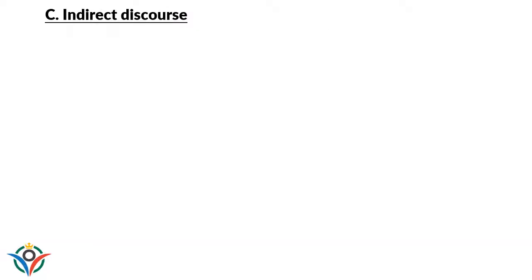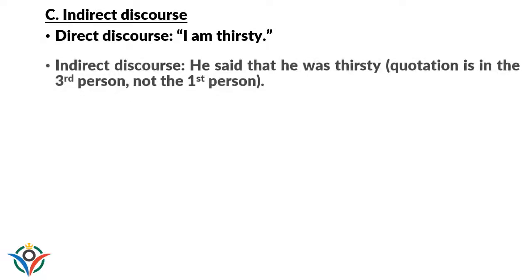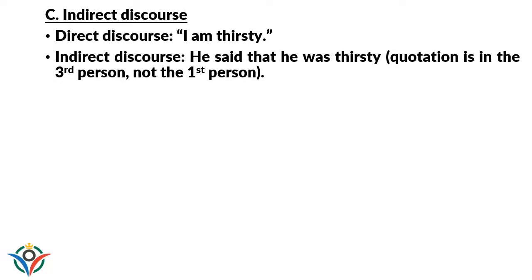Let's now take a look at indirect discourse. So direct discourse is when someone's words are quoted directly. So for example, I could say, "I am thirsty." An indirect discourse would be, "He said that he was thirsty." The quotation is in the third person, not the first person.